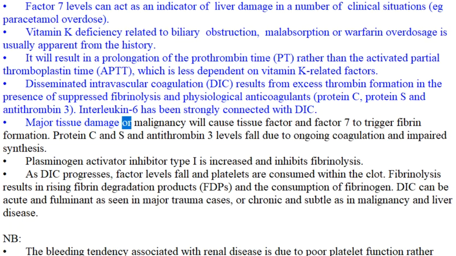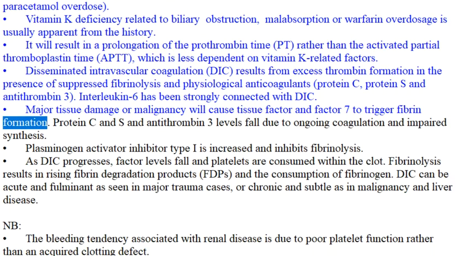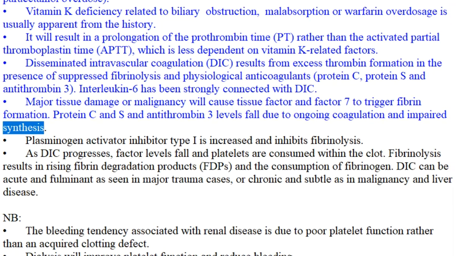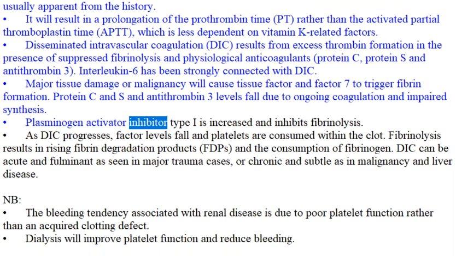Major tissue damage or malignancy will cause tissue factor and factor VII to trigger fibrin formation. Protein C and S and antithrombin 3 levels fall due to ongoing coagulation and impaired synthesis. Plasminogen activator inhibitor type I is increased and inhibits fibrinolysis.